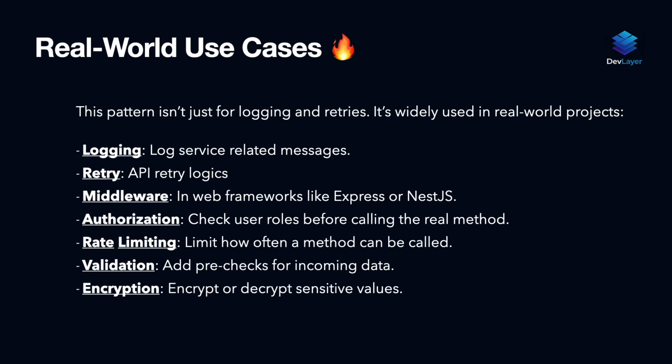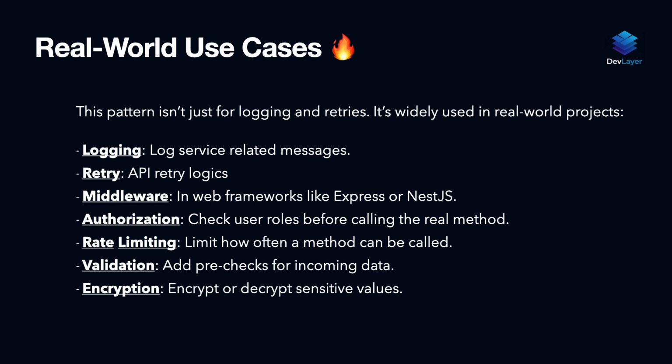Another great use case is retry logic. Imagine you are calling an external API and sometimes it fails due to a network glitch. You don't want to write the same retry logic everywhere. Instead, you can wrap the service with a decorator that automatically retries a few times if something goes wrong. Clean and simple. And if you have worked with web frameworks like Express or Nest.js, you have already used decorators. You just may not have realized it.